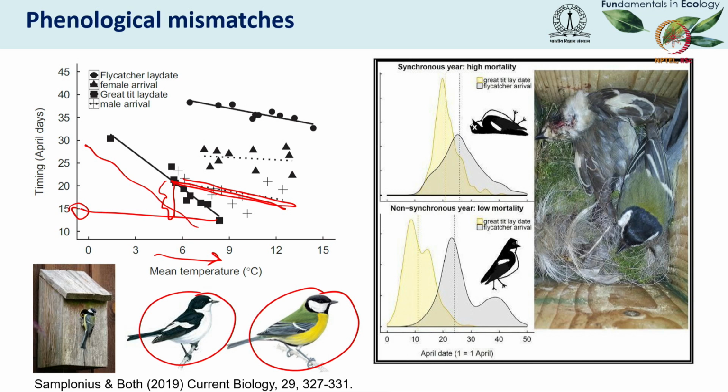And when these two things clash in time, which is the arrival of the male pied flycatchers and the great tit laying dates, there's actually fatal competition between great tits and collared flycatchers and pied flycatchers. Great tits actually can kill pied flycatchers in competition for nest boxes. And so actually climate change can have effects like fatal competition between two species.